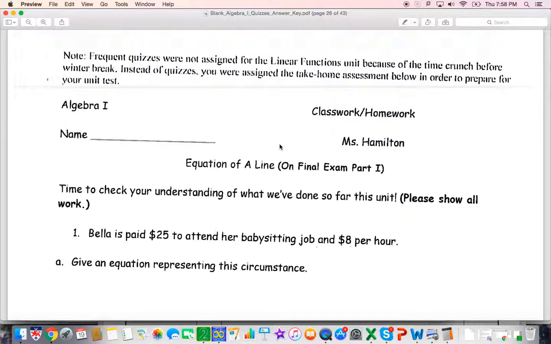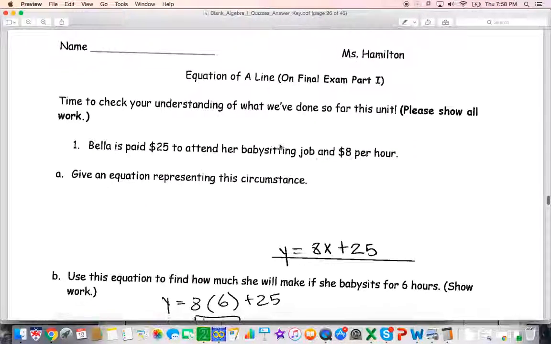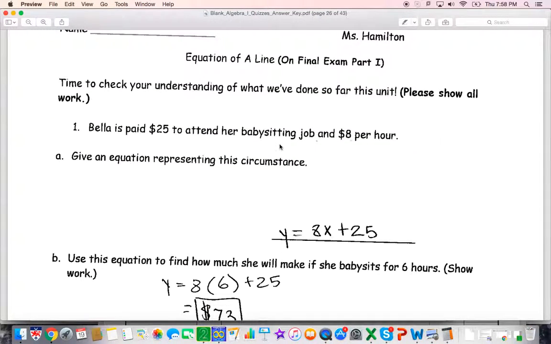Hey everybody, so now we're going to continue and start off with the equation of a line assessment that we did, the linear functions assessment. It starts off with a word problem. It says Bella is paid $25 to attend her babysitting job, but then she's paid $8 per hour. And you're asked to give an equation.